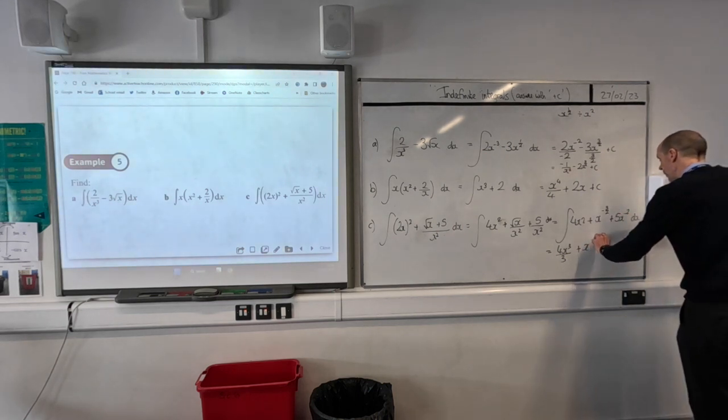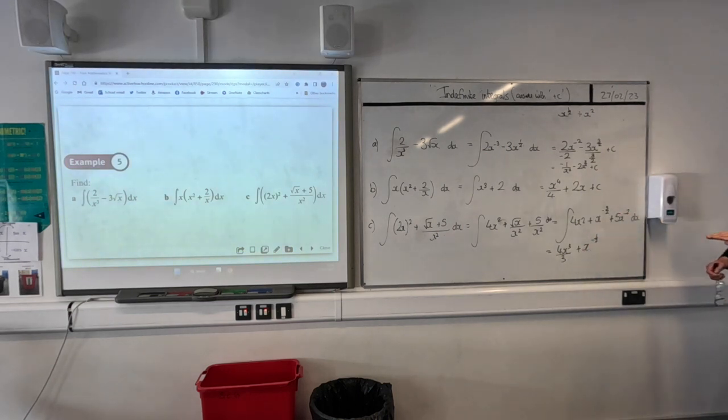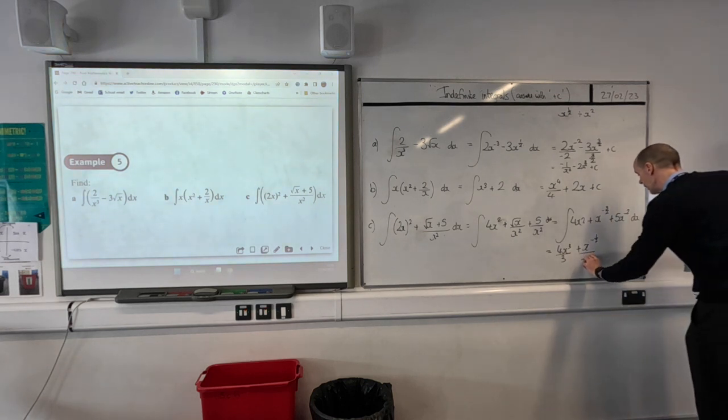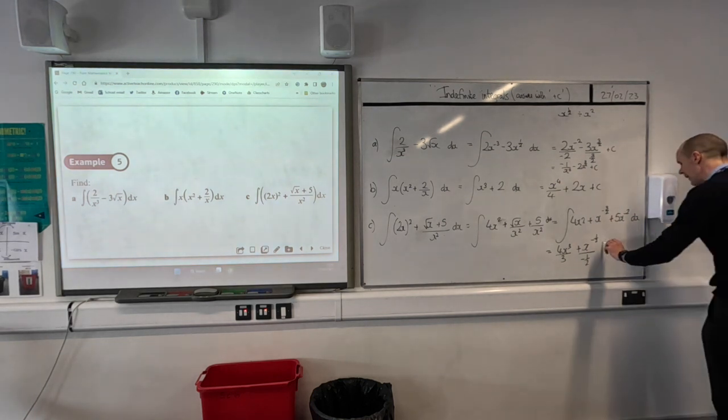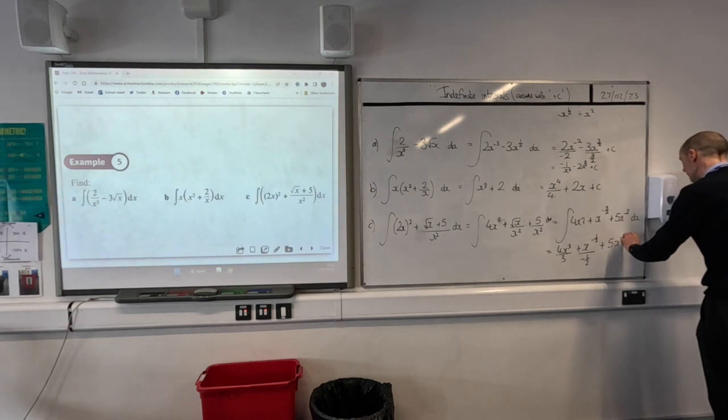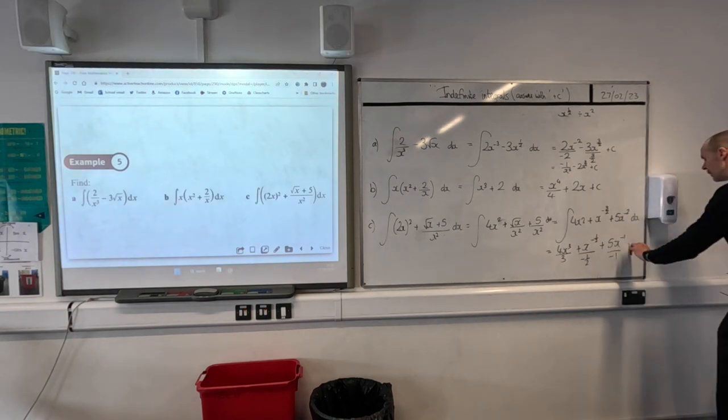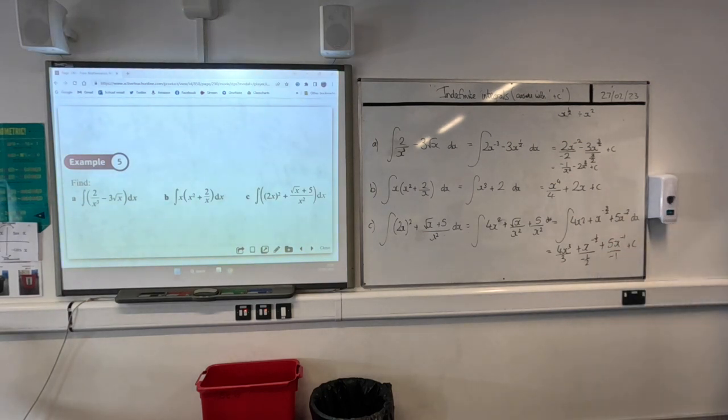Increase the power by 1, so -1.5, if you increase it by 1, becomes -0.5, and then I divide by -0.5. I'm going to come back to that one in a minute. And then increase the power by 1, so -2 becomes -1, and divide by -1, don't forget the plus c. There's a lot of rearranging still to do, and I've run out of space. So I'm going to leave that one as it is.